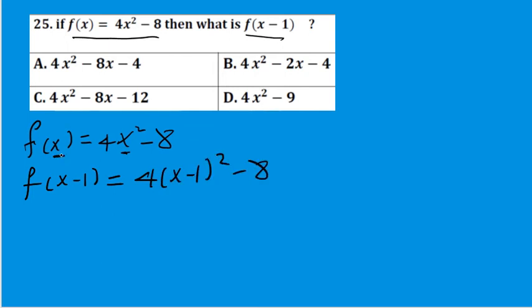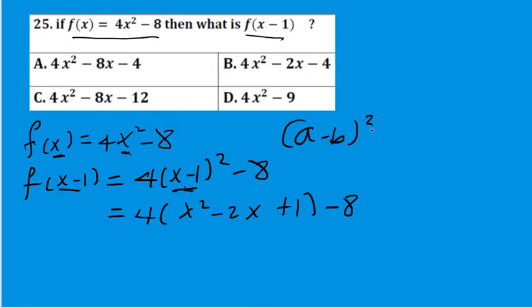So when this x varies by x minus 1, the second x also varies by x minus 1. Then I have to square this. The square of it will be, with 4 still outside, x squared minus 2x plus 1, then minus 8. How does this square come? Remember this formula: a minus b, the whole squared, in binomial expansion, is a squared minus 2ab plus b squared. It comes from that formula.